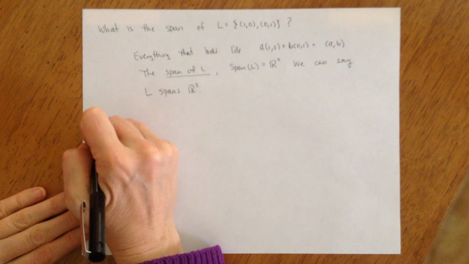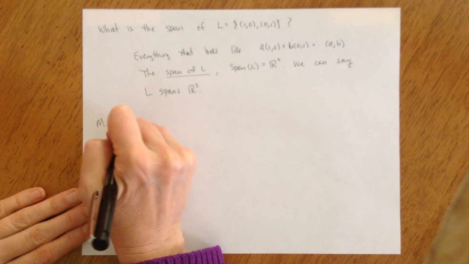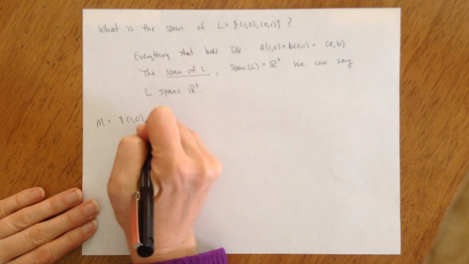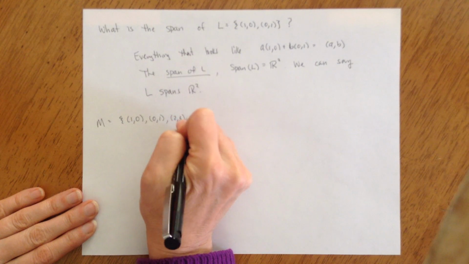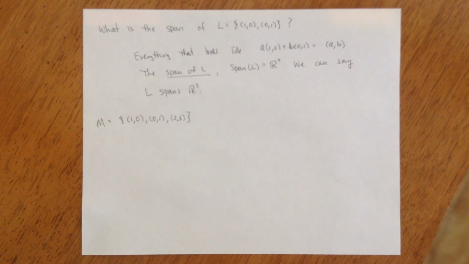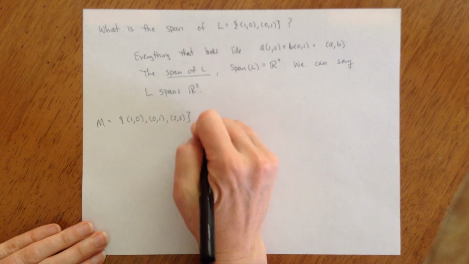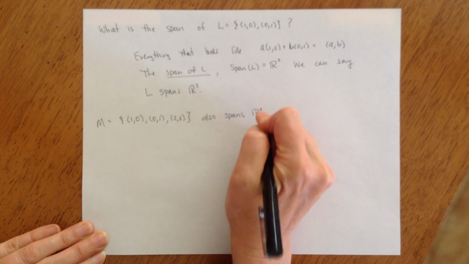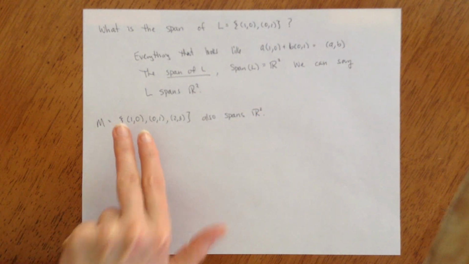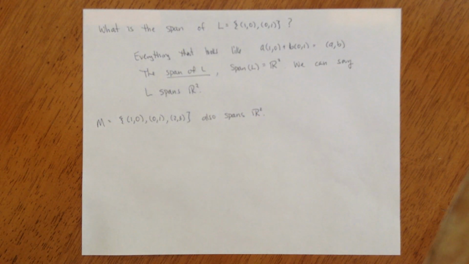So let's bump this set up. Just add one to it like we did in the linear independence video. I think it was 2, 3 I added. So look at this set M. This is also going to span R2, and it has to, because if a subset of the set already spans the vector space, you can add as many more as you want to, it's still going to span.